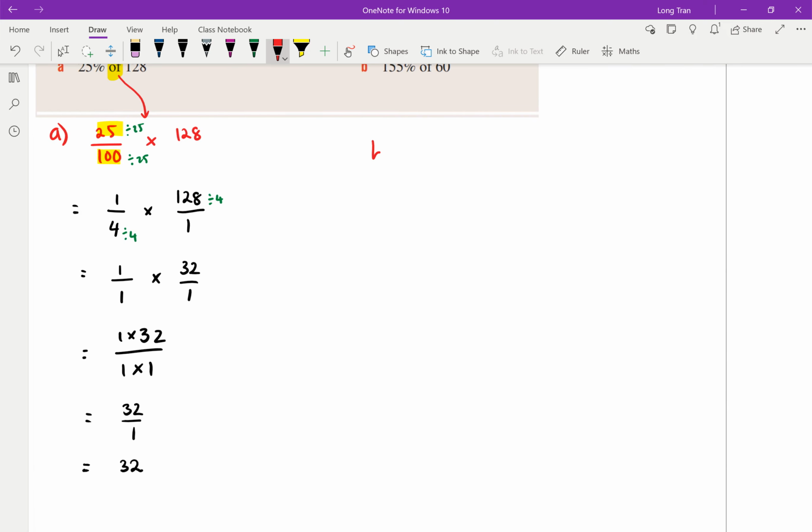Here you go. B. 155% of 60. Same thing. 155% means 155 out of 100. That's what the percent means. Out of 100. Of, what does of mean again? Times. Very good. This is times and then 60. Your job now is to simplify as much as possible. What two factors can you see that we can simplify early? 60 and 100. They both have a common factor of 10.